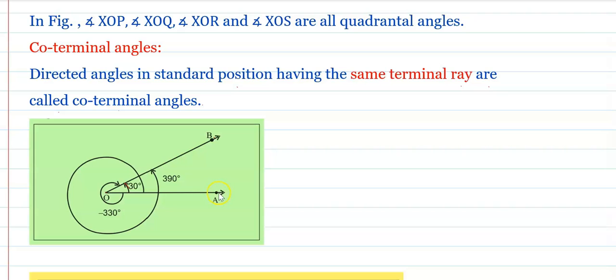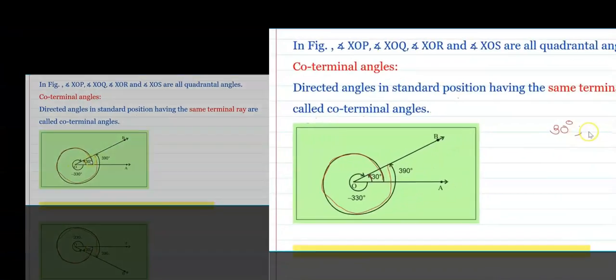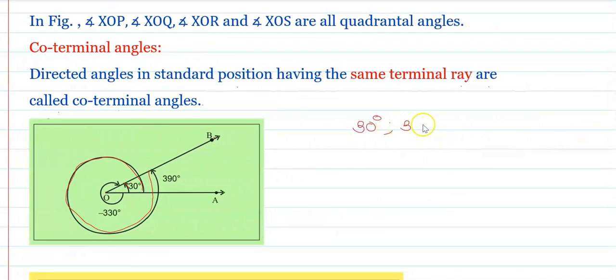In the figure, the first angle AOB has a measure of 30 degrees. And what about the next measure? See this angle: it starts from here and ends with its terminal ray on OB. Therefore these two angles, whose measures are 30 degrees and 390 degrees, are co-terminal angles.